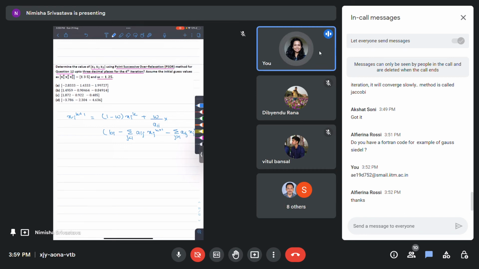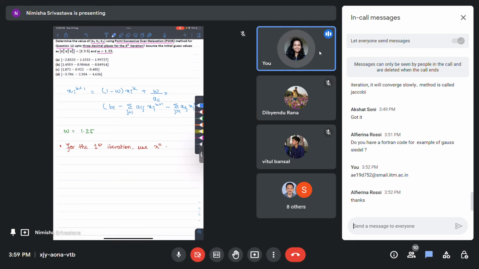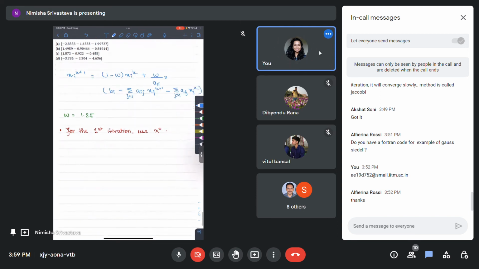So then what do I know? I know that my omega is 1.25. I have all of my x_i^k, that is x_i naught in this case, for the first iteration. So we'll just begin the first iteration by using this formula that I've written over here.